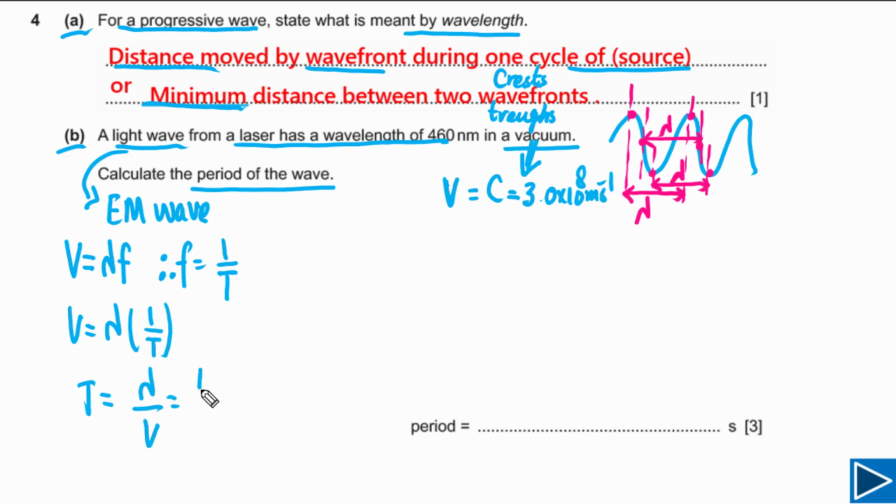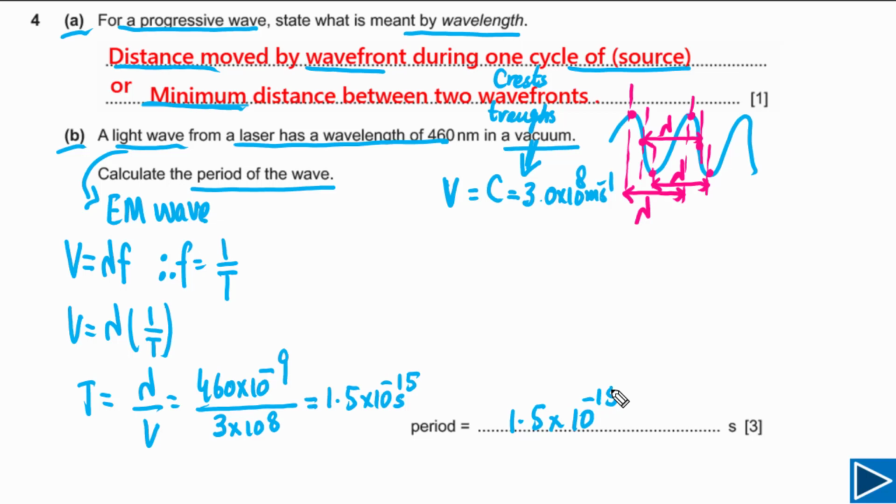Lambda is given to us, and this is equal to 460 nanometers. It simply means 460 times 10 to the negative 9, divided by the speed of light, so 3 times 10 to the 8. Now if we simply solve this, our final answer will be 1.5 times 10 to the negative 15 seconds, and this is our final answer.